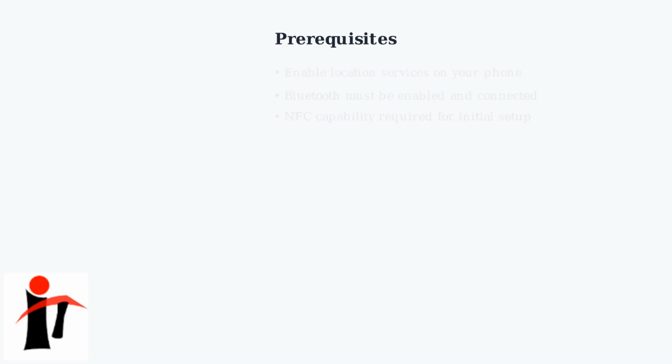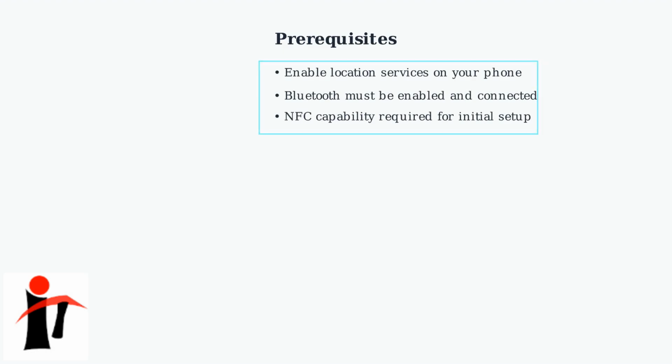For Phone Key to function properly, ensure these prerequisites are met. Location services must be enabled to allow proximity detection. Bluetooth needs to be turned on for continuous communication. NFC must be available on your phone for the initial pairing process and certain authentication steps.